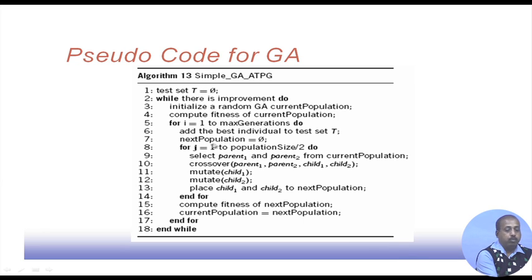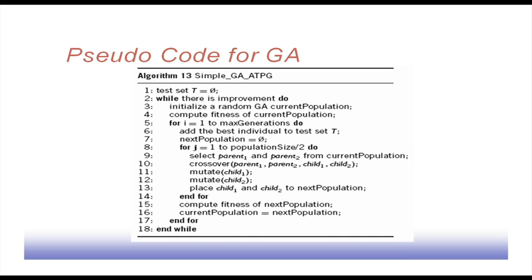The next population has population size number of individuals. Again we compute the next population, and the current population is updated to the next population. Then this process continues. This for loop is over, and the next generation starts, and this process goes on while there is improvement in the fitness, say the fault coverage. That may be a fitness measure.